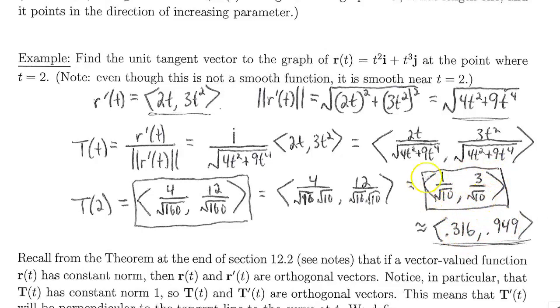Again, you can check for yourself. This has a length of 1, right? If you do the square root of this squared plus this squared, you're going to get the square root of 1/10 plus 9/10. And that's the square root of 10/10, right? The square root of 1, which is 1. So notice this is a unit vector, and it turns out it's the unit vector that's the tangent vector, the unit tangent vector to this curve.